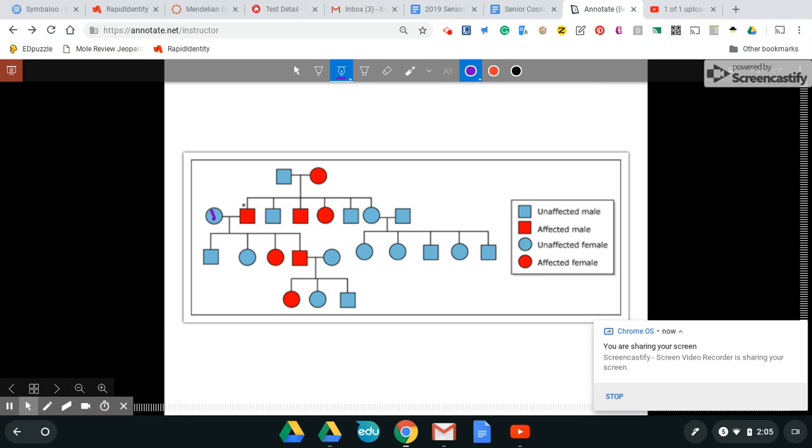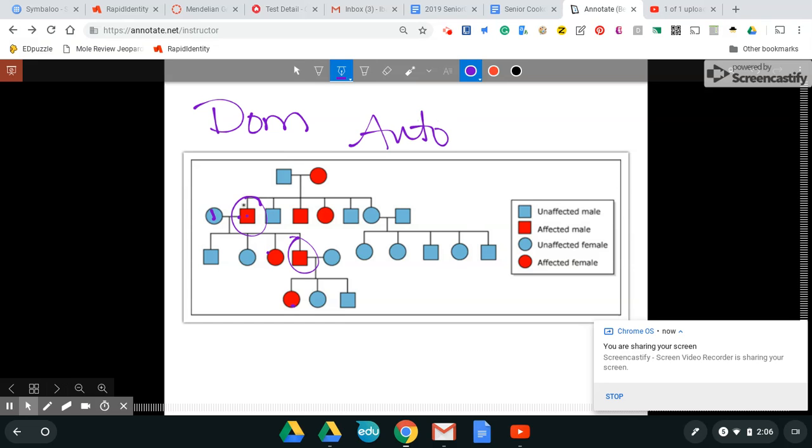All right, so on our next one, we've got unaffected is blue, affected is red. So if I look at this, the first thing I want to see is, do I see it in every generation? And you do. If you notice, it's passed on in every generation. So that makes this dominant. And then the next thing, do I see a father passing it to his son? Yes. So that makes it autosomal.